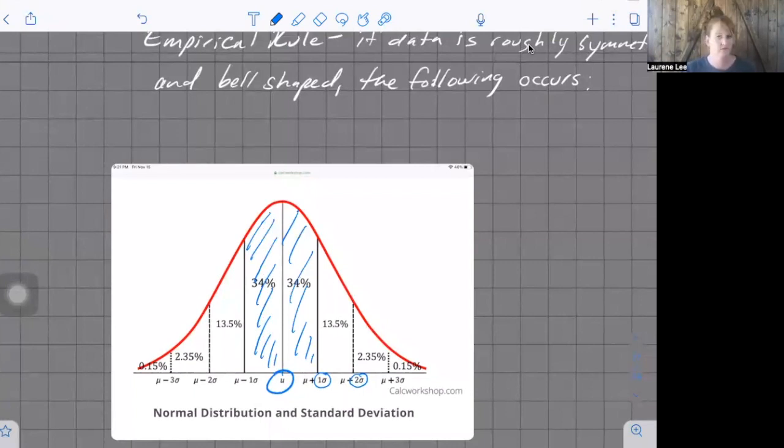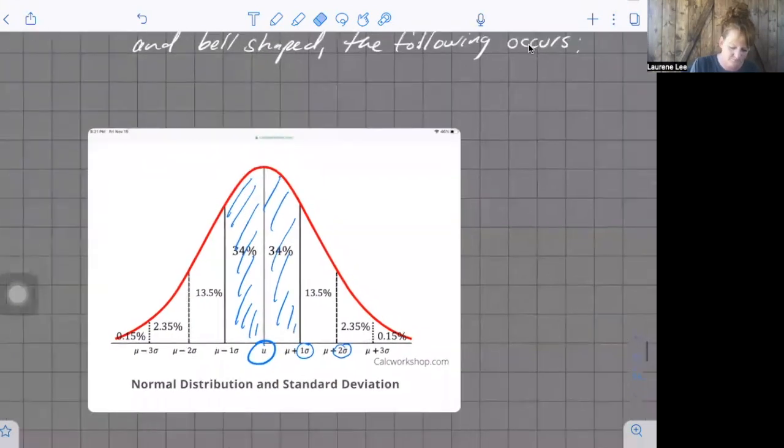This is kind of interesting because if you know that your data is roughly symmetric and bell-shaped, you can kind of predict where the data values are going to fall. This 34 plus 34 is 68. So this is saying that 68% of the data is within 1 standard deviation of the mean.